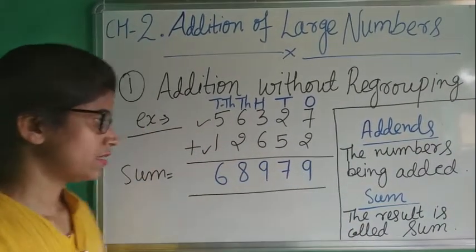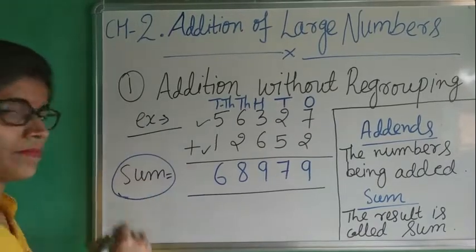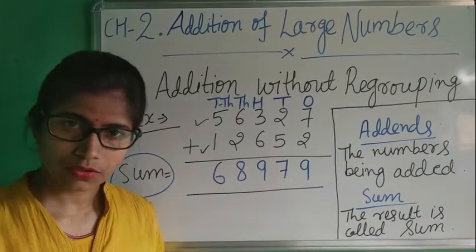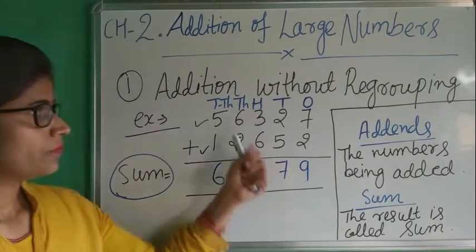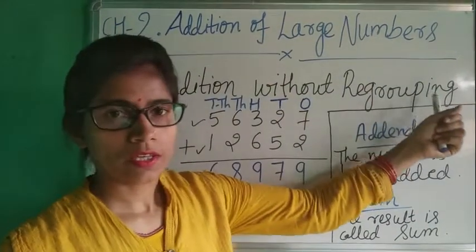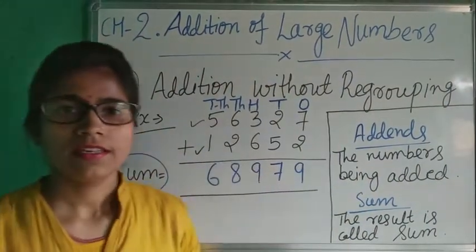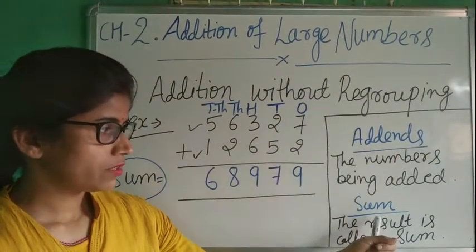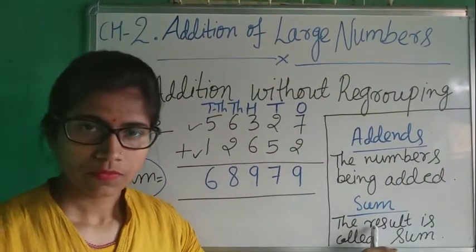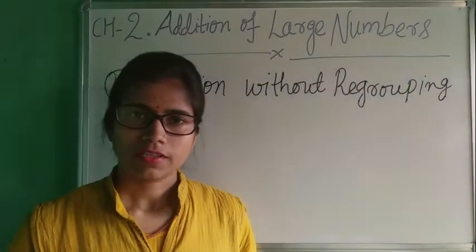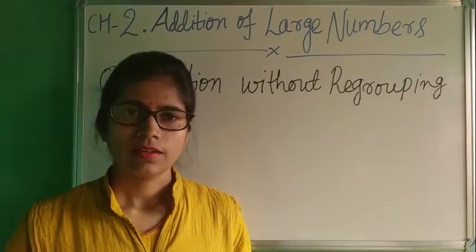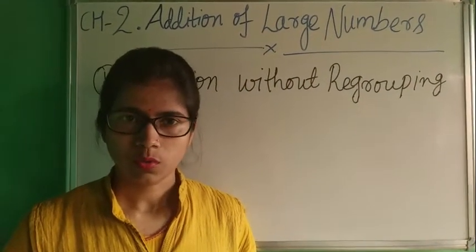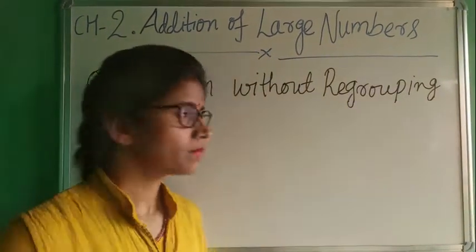So what is this? This is the sum. Understood? Till here, addition without regrouping. Here you are not having any carry. And the two keywords, addends and sum. Is it clear? Fine. Now let's take one more example. When arrangement is not given, only numbers are given.